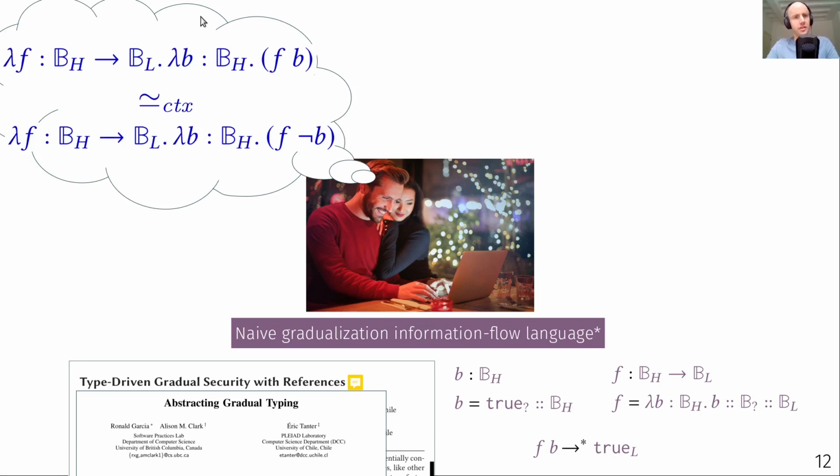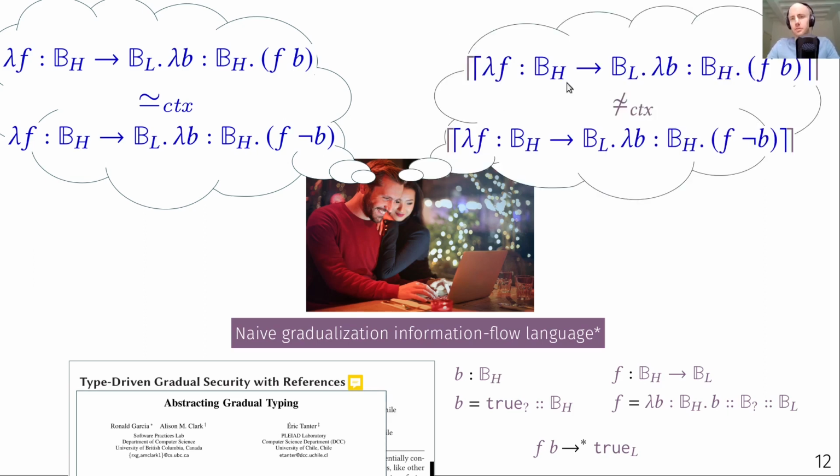Indeed, you can consider this equivalence in the static language. We take a function from BH to BL, we take a boolean B_H, and here we apply f with B. In the second term, we apply f with the negation of B. In the embedding, however, this is not equivalent anymore. Indeed, the first one, if you apply it with f and B, will evaluate to true low. In the second one, this will evaluate to false low.